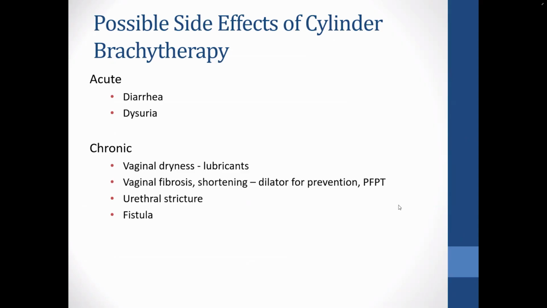Patients may develop urethral stricture or fistulas. That would be a vesicovaginal or rectovaginal fistula from brachytherapy. Extremely rare, but possible.